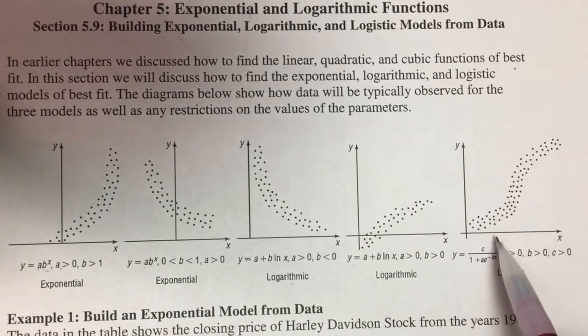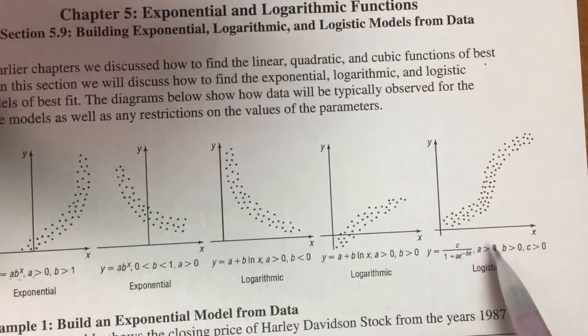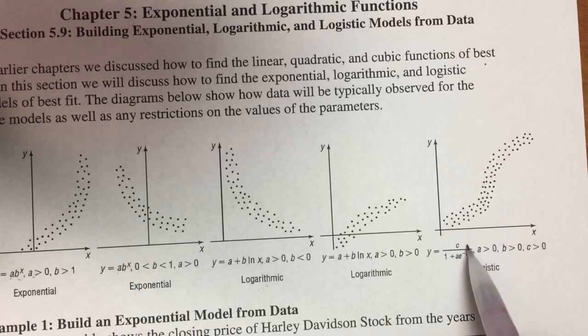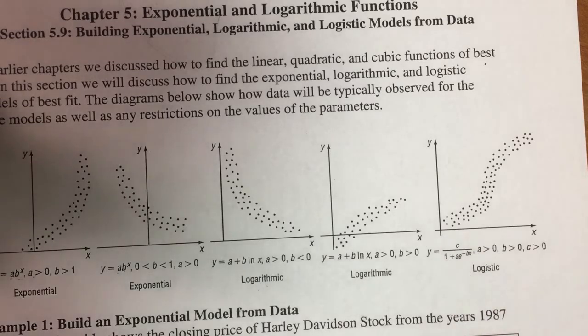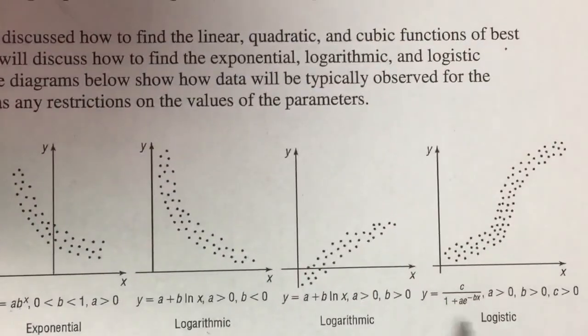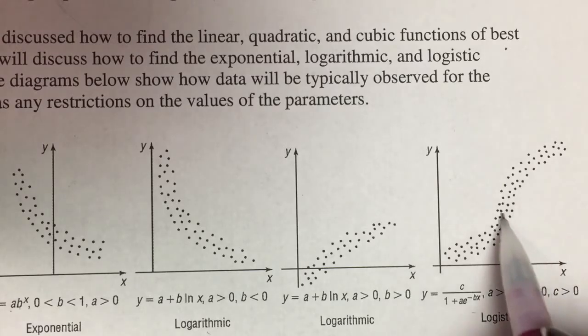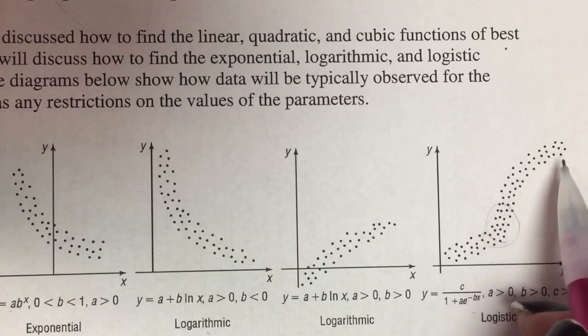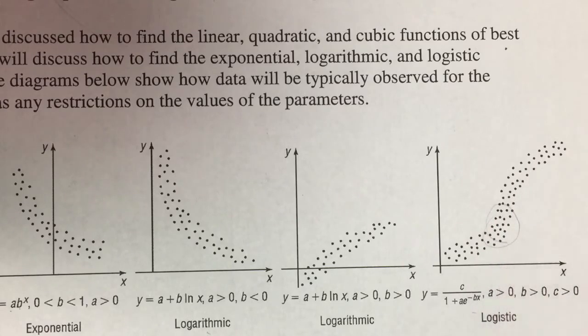And then the last type of function we talked about was the logistic. Remember, that was this equation right here. Let me zoom in a little bit. We talked about the fact that a logistic function has a point of inflection. Right here would be a point of inflection, where it changes from concave down to concave up. Okay, so your graphing calculator would do all of these.